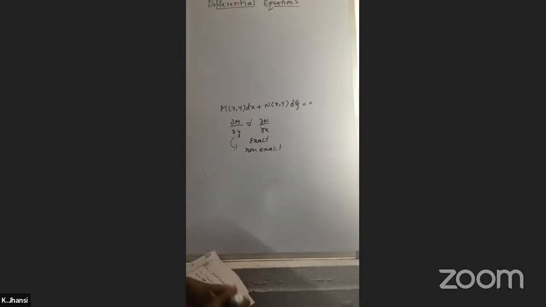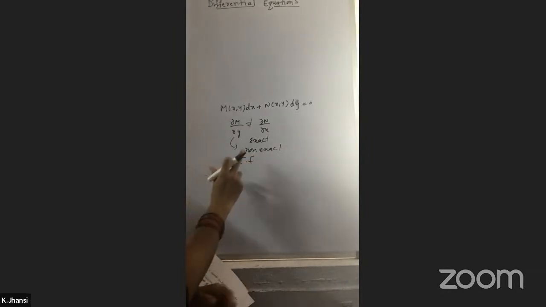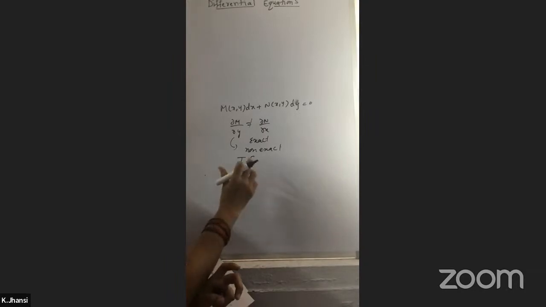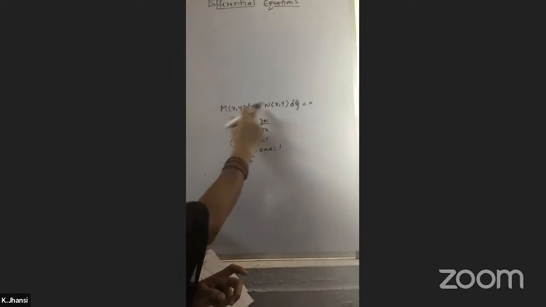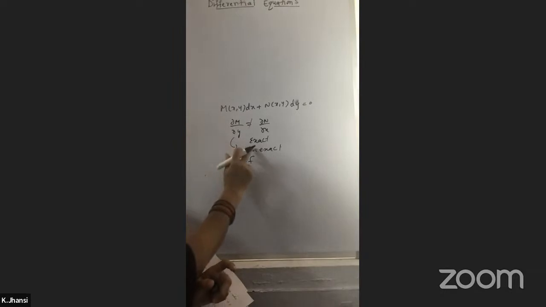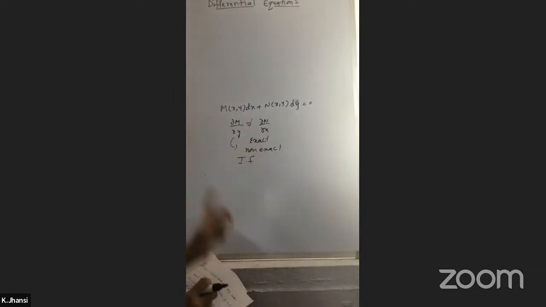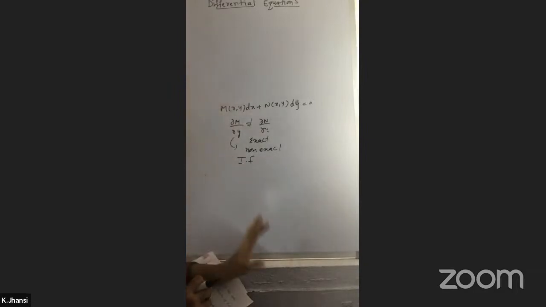The procedure to convert a non-exact to an exact differential equation is that we use integrating factors. After finding an integrating factor, you multiply it with the given equation. If you multiply with that integrating factor, it will be converted into an exact differential equation. Again, if you find ∂M/∂y and ∂N/∂x, you will get both values as equal. That is the process for the exact differential equations.